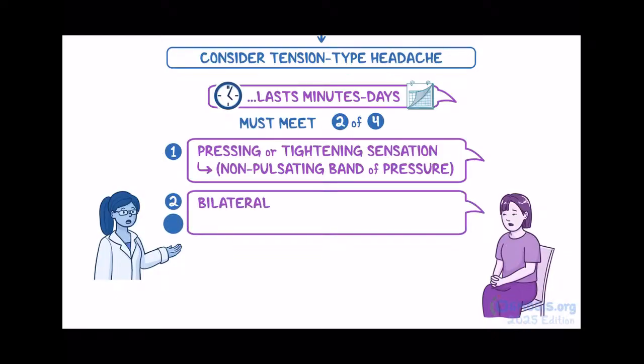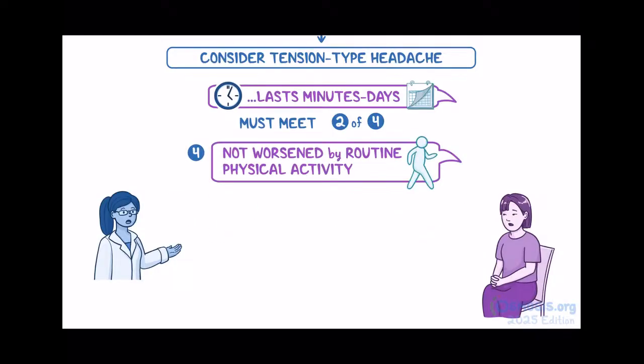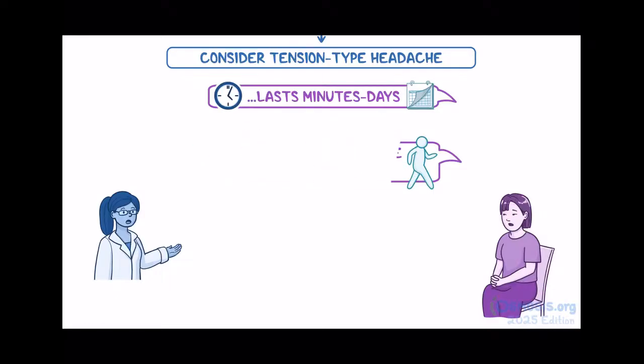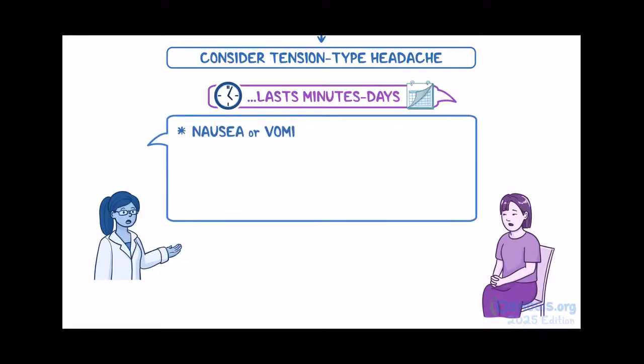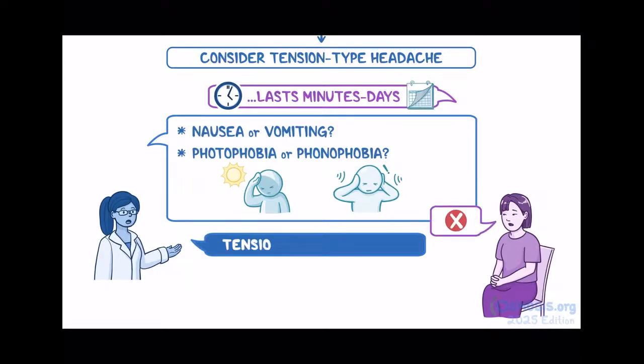Next, headaches should be bilateral and mild to moderate in intensity, but they should not worsen by routine physical activity, such as walking. Finally, tension-type headaches are usually not associated with nausea, vomiting, photophobia, or phonophobia. However, some patients might present with either photophobia or phonophobia, not both. If your patient meets these criteria, diagnose tension-type headaches.